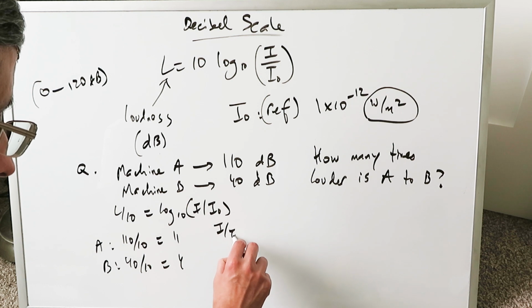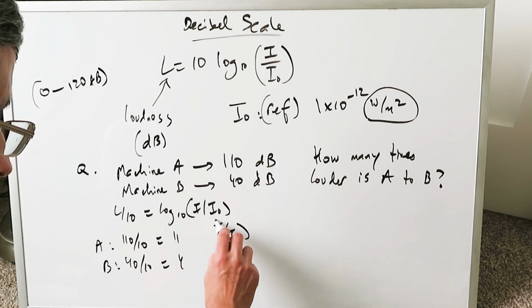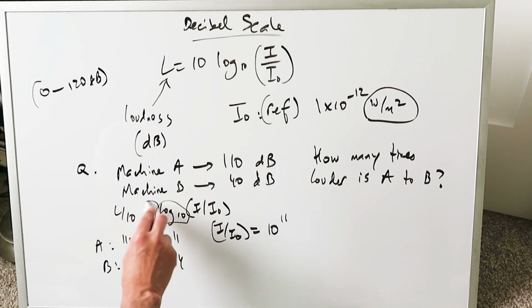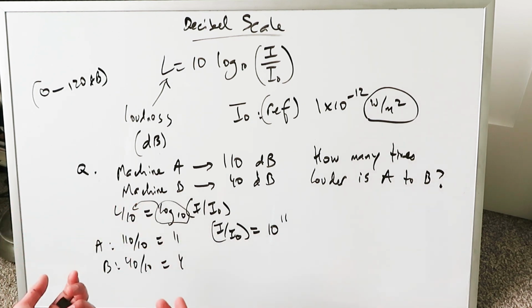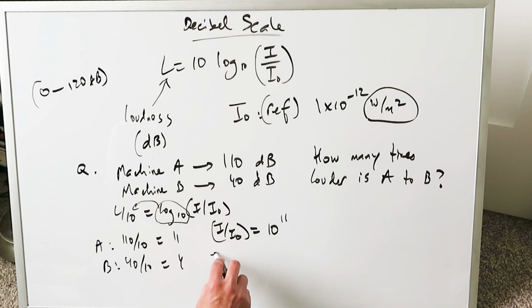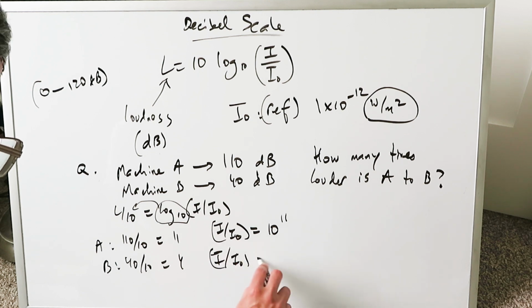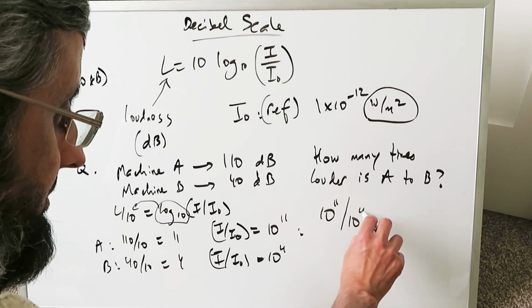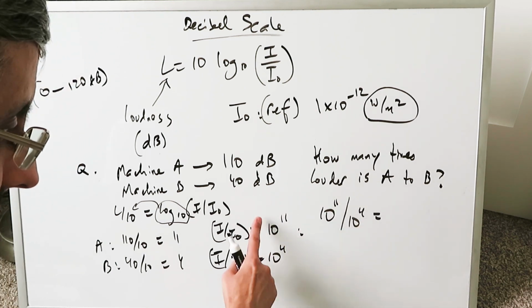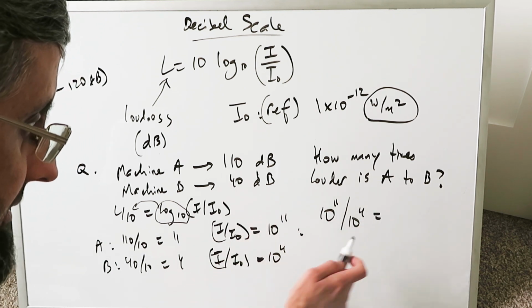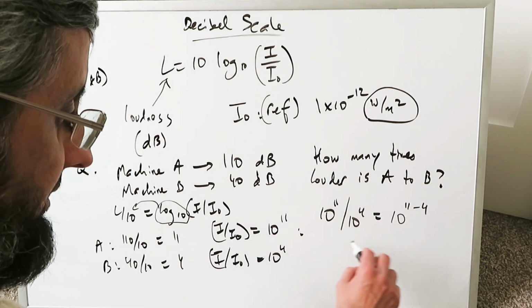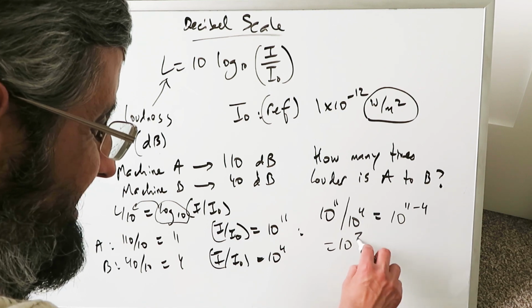I over I0 for machine A is equal to 10 to the power of 11. You're taking the log to the other side, bringing in the exponential base 10. And then for machine B, I over I0 is equal to 10 to the power of 4. Now I just do 10 to the power of 11 divided by 10 to the power of 4, so you can see how many times louder this is than that. What are you going to do? You'll do 10 to the 11 minus 4, by the laws of exponents. You're getting 10 to the power of 7.